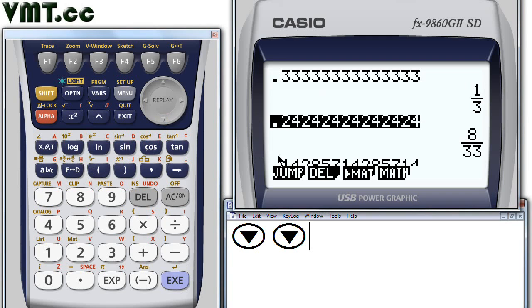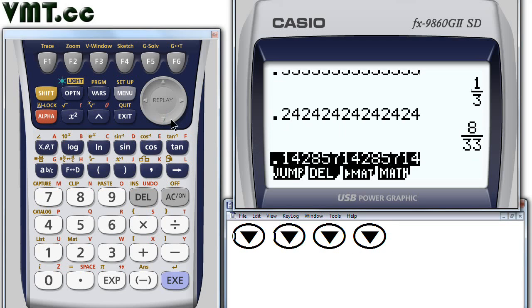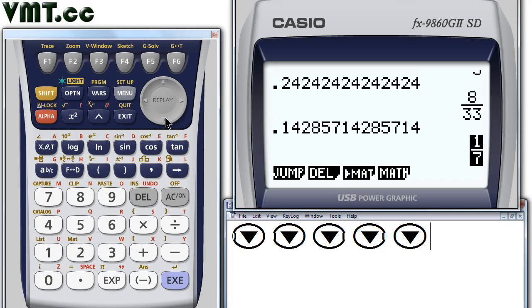For the second example, 0.242424 forever, type in 14 digits, execute, fraction conversion key, you get 8/33. And finally, 0.142857, 14285714. Note we have to have 14 digits. You would press execute, convert to a fraction, and you get 1/7.